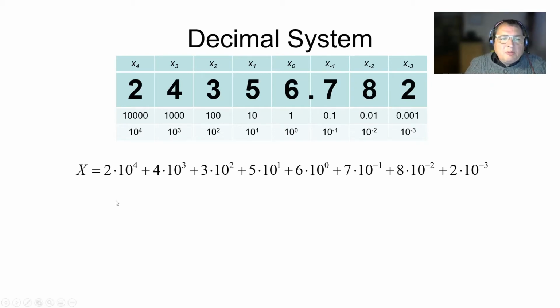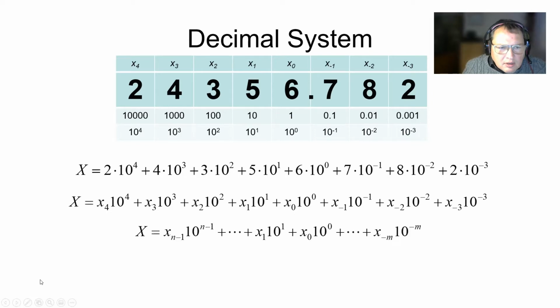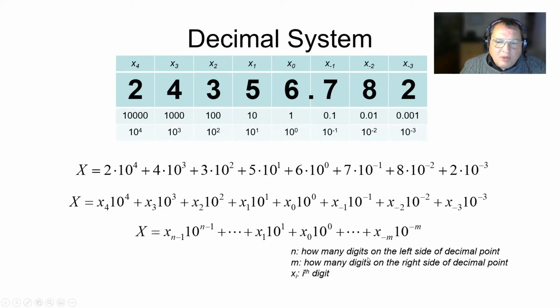In the next step, we will replace the actual values of the digits with the names that we gave previously, so x4 times 10 to the power 4, and so on. This creates a kind of generic formula, but we can go even a step further and present the same formula in this form, in which the number n represents how many digits are on the left side of the decimal point, and the number m represents how many digits are on the right side of the decimal point.